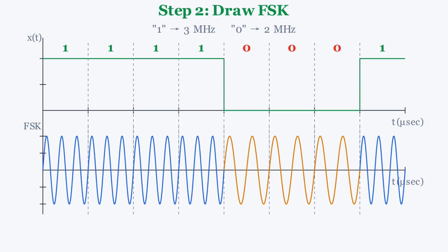Notice, the carrier never stops. During the 0 bits, you still see oscillation, just at a lower frequency. The transition points at 4 microseconds and 7 microseconds show a visible change in oscillation density. That density change is the information.